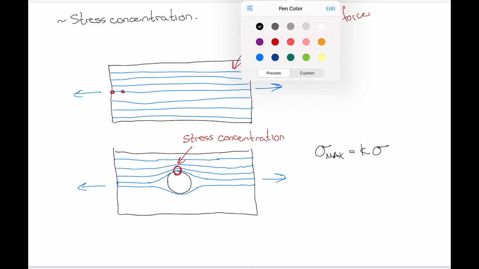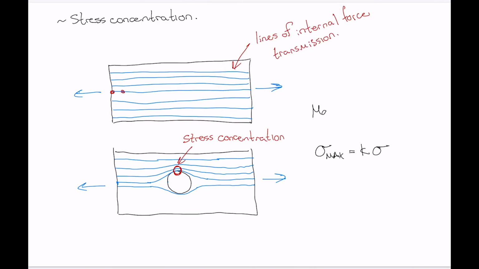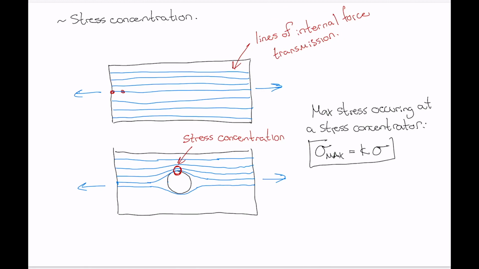So this is the maximum stress occurring at the stress concentrator, given by this equation here, right, where K is called a stress concentration factor.